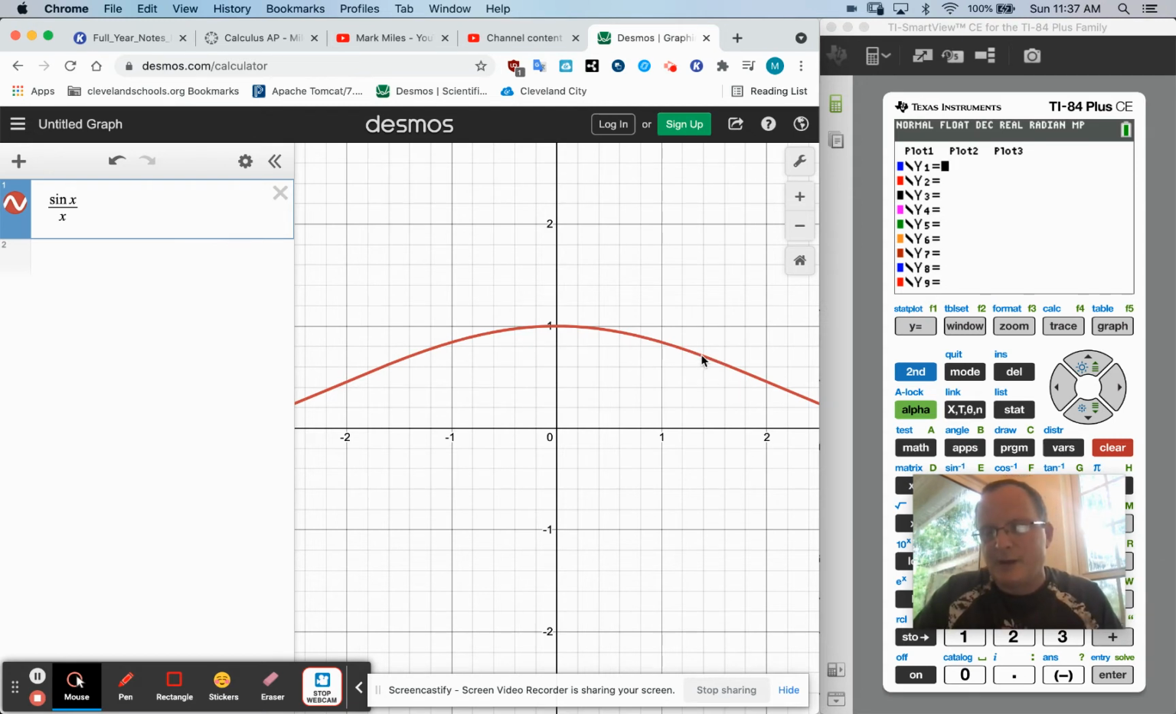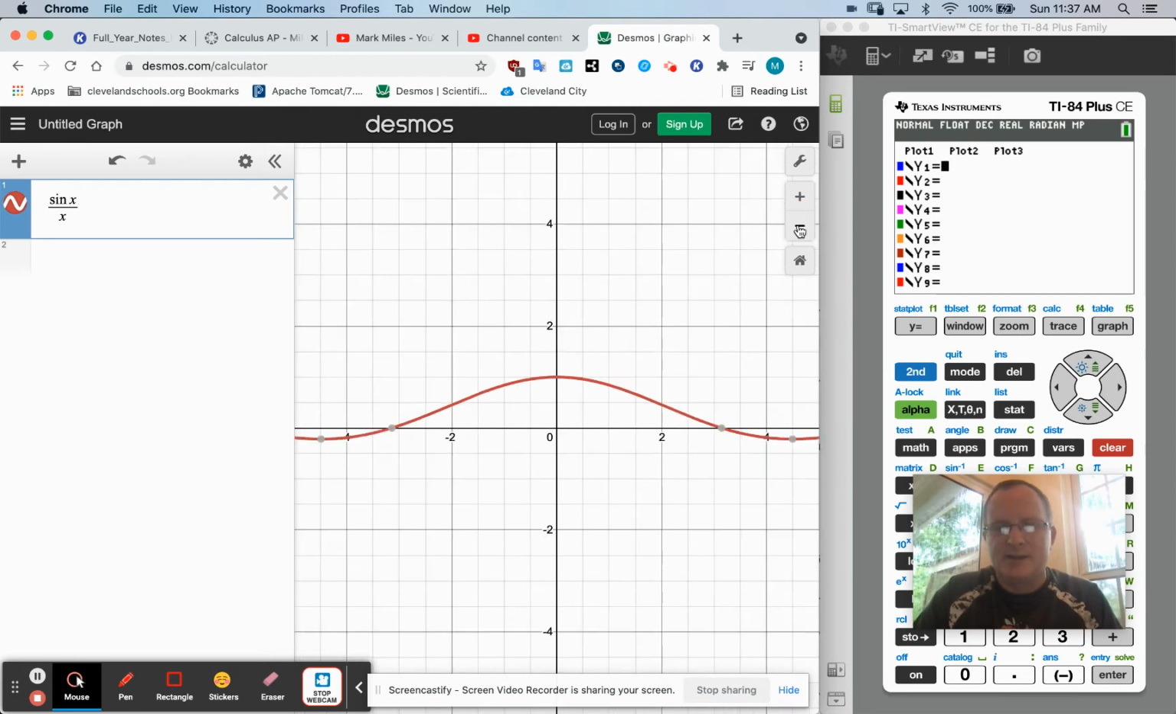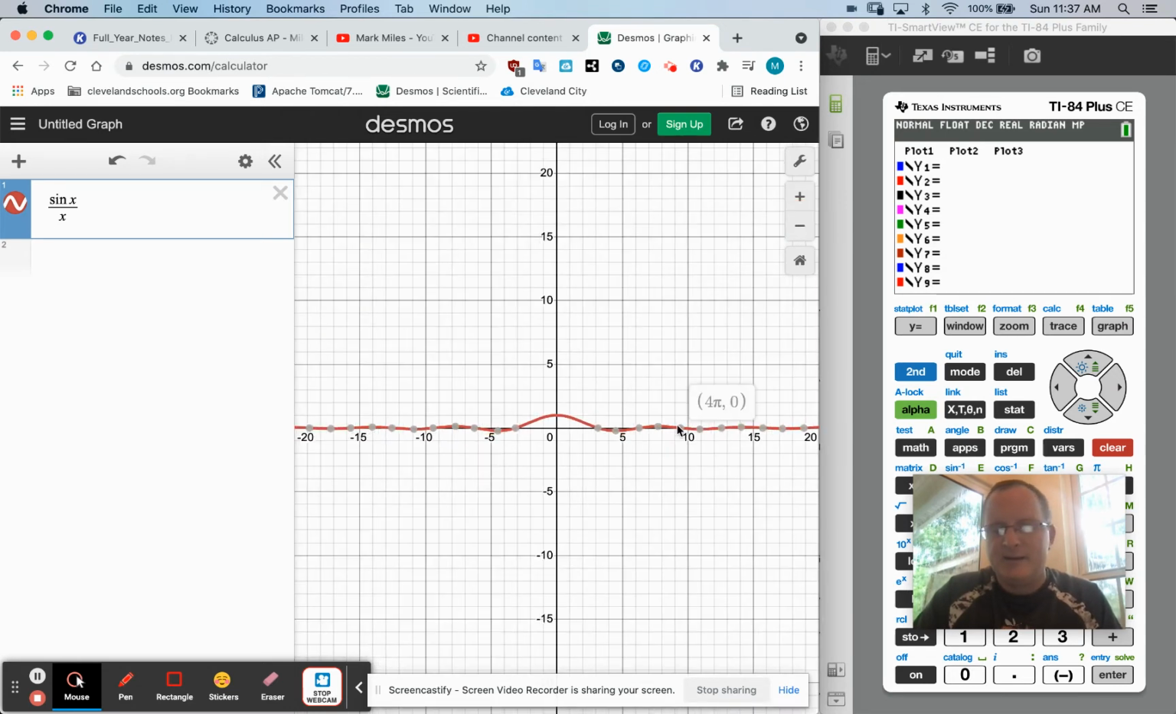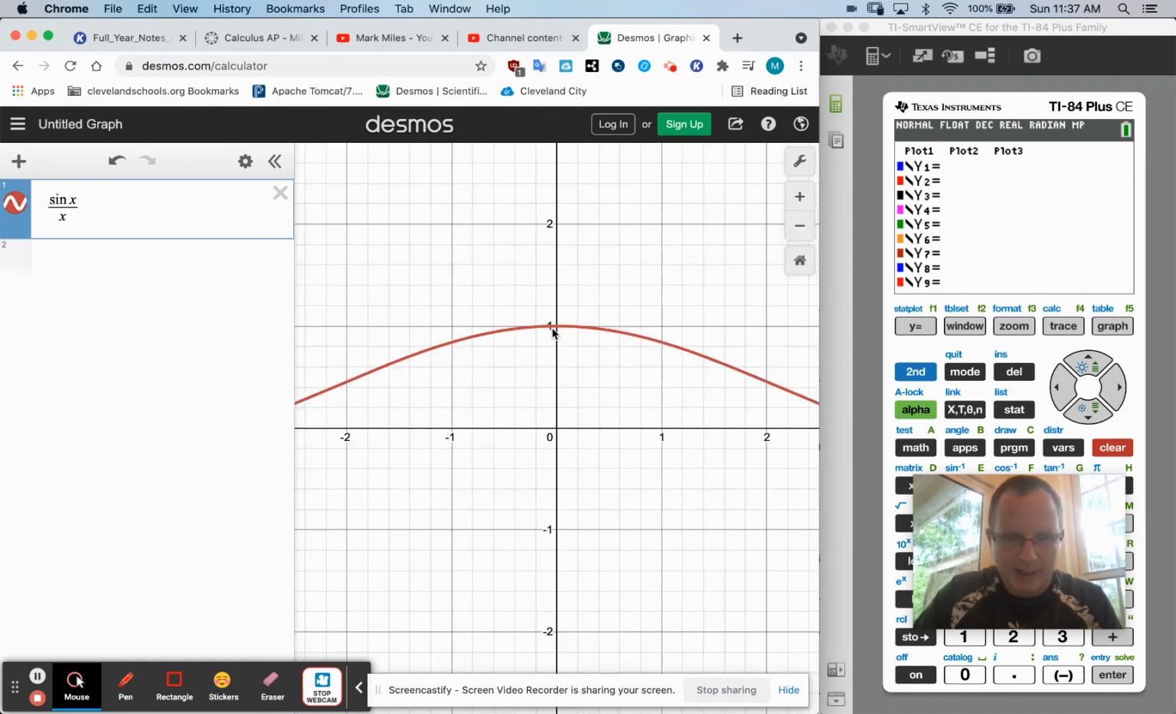Everywhere else, you've got actual answers. Dividing sine x by x does all those things. And look how it's like a wave that's being dispersed, dampening sort of thing. But yeah, the limit there is 1.